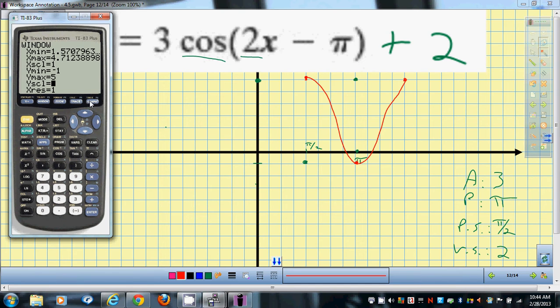For x? X max? 3 pi over 2, because that's where we stopped right now. Is there another question about our window?